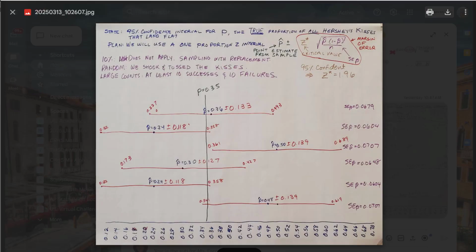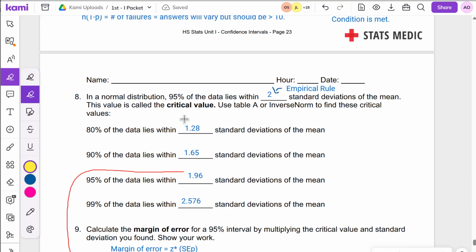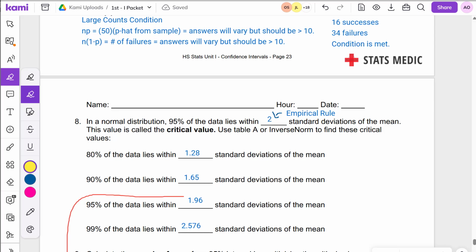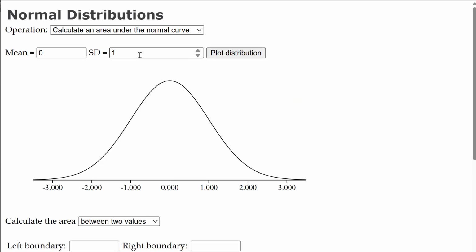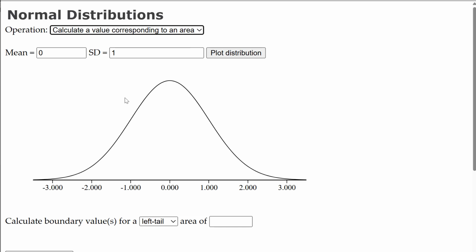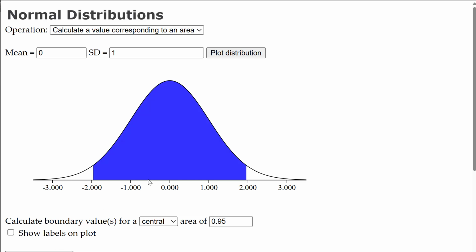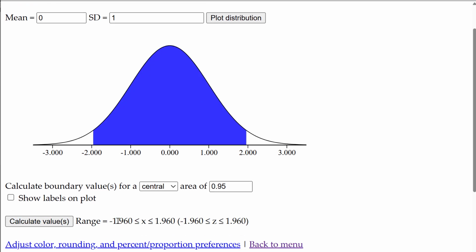So let's go to the Statlet. You go to normal distributions, and because we're doing a critical value, it's z's. My students were very good in first period, and they remembered that for z, the mean is 0 and the standard deviation is 1. We're trying to find a critical value, so switch that and go central. Then your area is, if we're doing 95%, you calculate your value, and there we go. The critical value is 1.96. Always use the positive one.